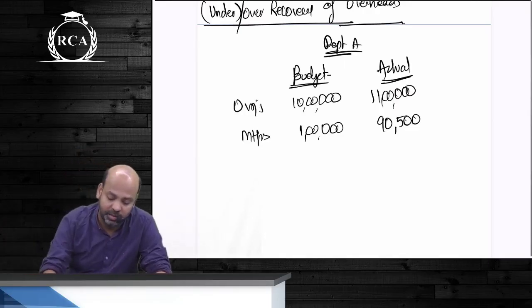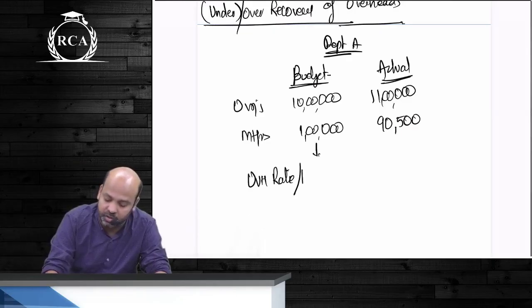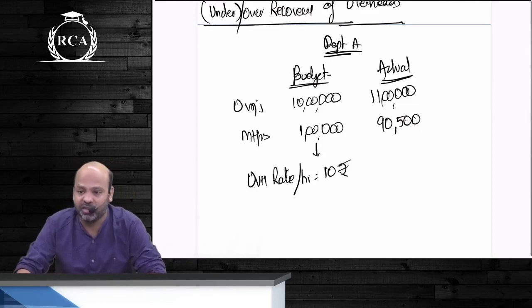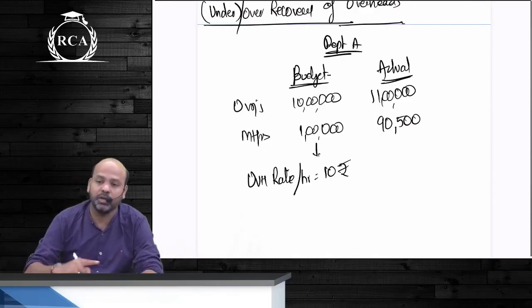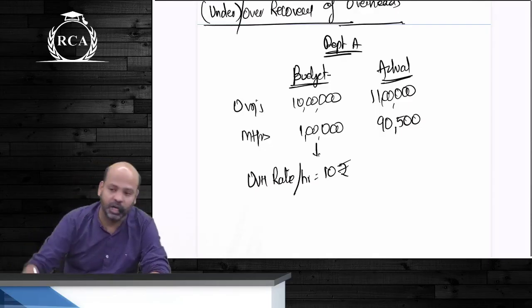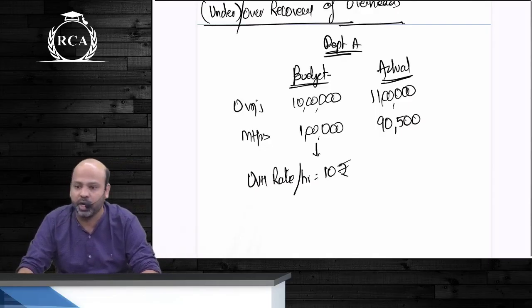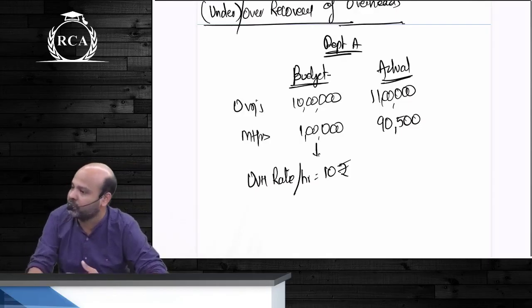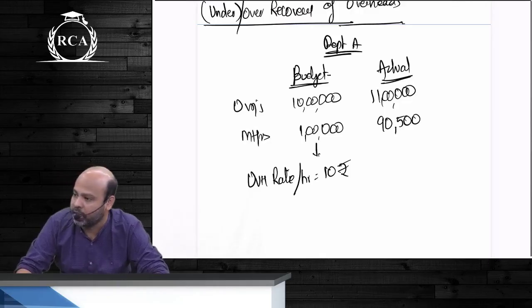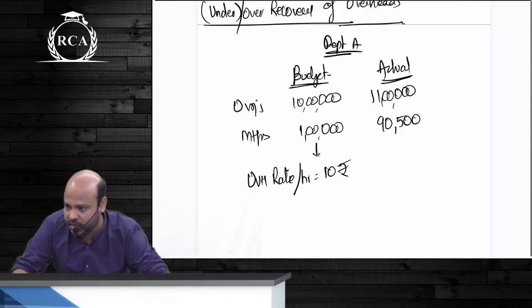What you have to understand, beta, is your overhead rate per hour is based on budgeted data. Yes or no? Once that is computed, guys, budgeted data is useless. Gone, out of the picture. Once the recovery rate is established, throughout the year, guys, you will keep manufacturing products, you will keep allocating overheads. At what rate are you allocating overheads? At the rate of 10 rupees per hour. How many hours did you work for? 90,500. We never worked for 1 lakh hours, beta. We thought we will work for 1 lakh hours.